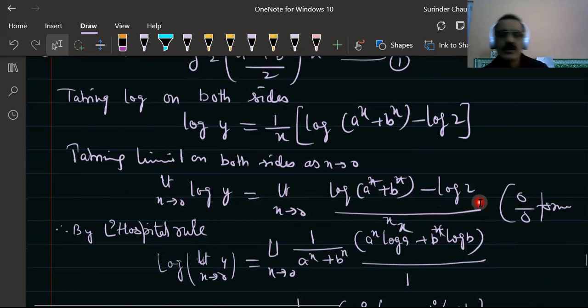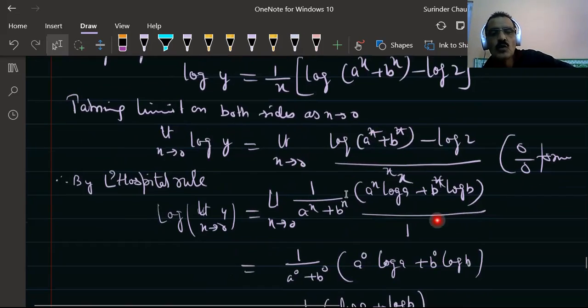Taking the limit of both sides. Now convert this into the form: log of y is equal to log of a to the x plus b to the x, minus log of 2, all upon x. Now put x equal to 0: 1 plus 1 is 2, log 2 minus log 2 is 0, so it is 0 by 0 form. Now you can apply L'Hospital's rule. On the left side we can take the limit inside the log.